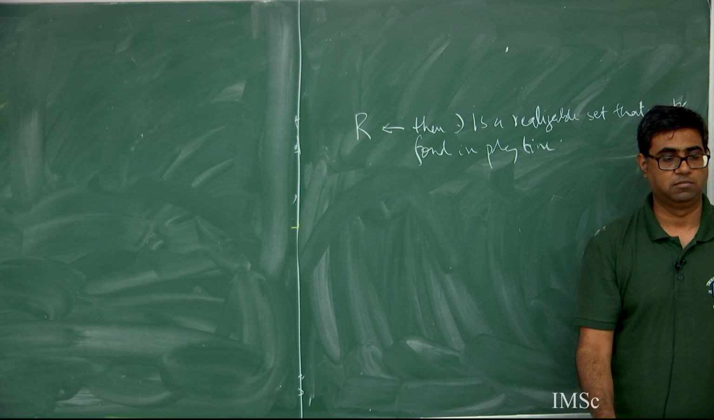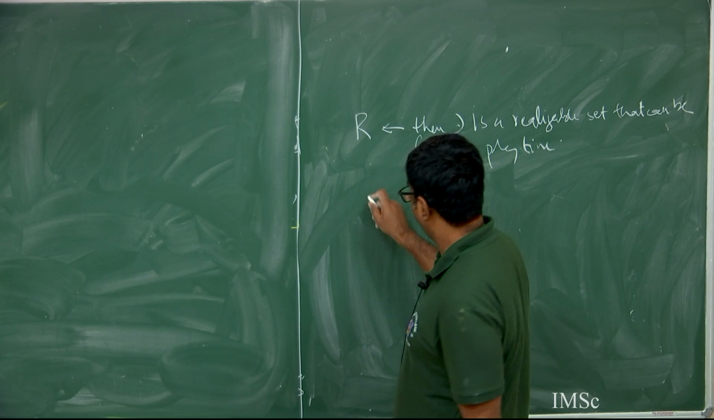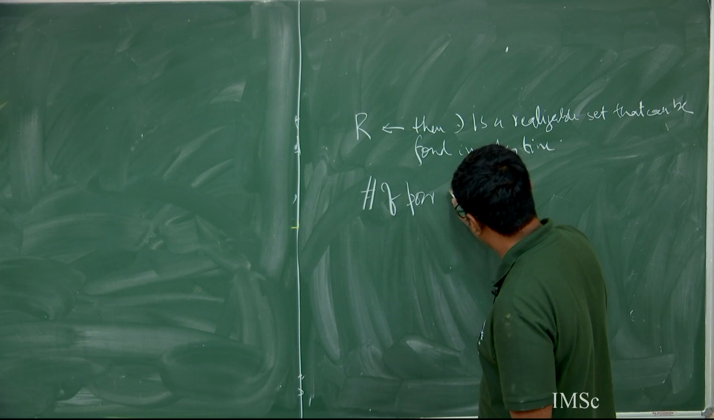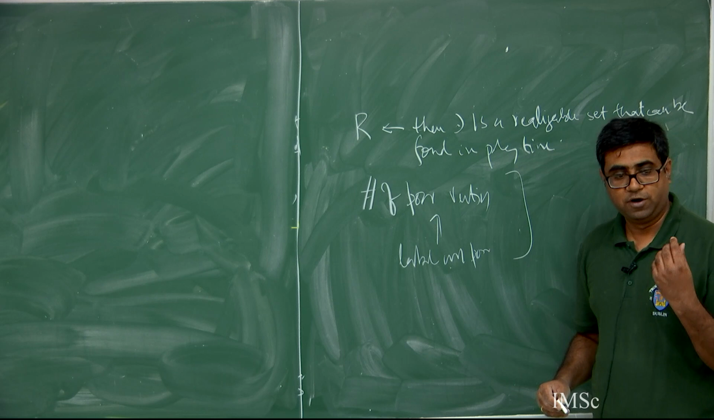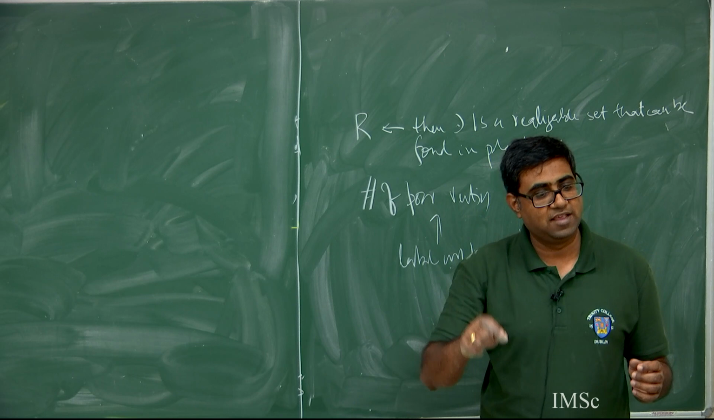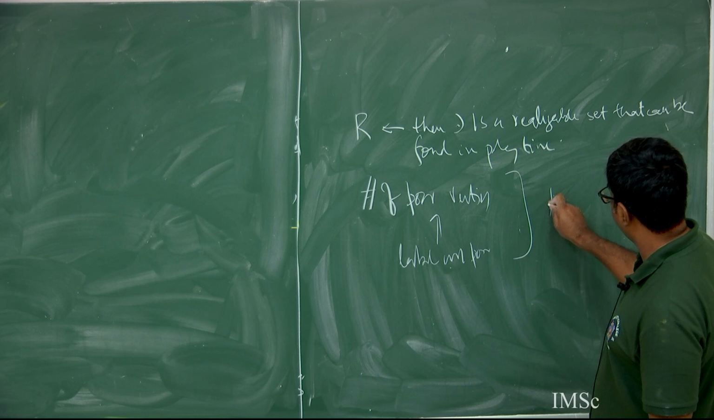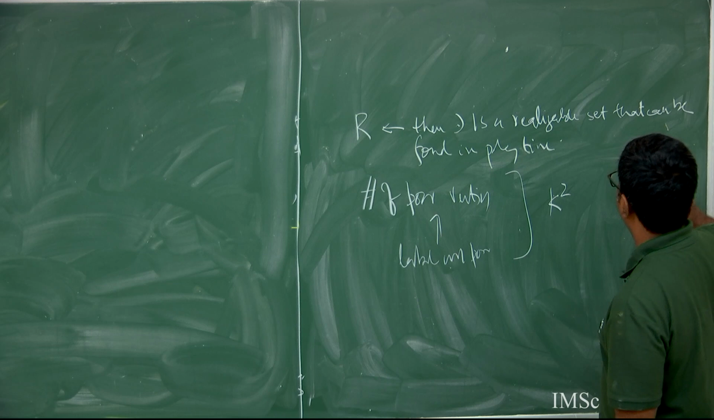Otherwise, what was that? Otherwise, the number of poor vertices, not poor labels, poor vertices, labeled with poor. How many of them were there? Look, a label is called poor if it is labeled on strictly less than k vertices or k intervals. So the total number of poor vertices is how much? K square.